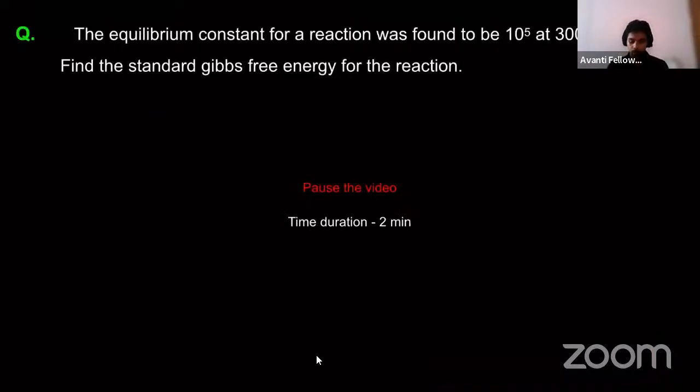Now, try to do this problem. Take 2 minutes and try this problem. The equilibrium constant for a reaction was found to be 10 power 5 at 300 degrees centigrade. Note this down as at 300 degrees centigrade. Now, find the standard Gibbs free energy for the reaction. Equilibrium constant is given. Temperature is given. Can you find out the Gibbs free energy? Take 2 minutes and do the calculations. I'll launch a poll.